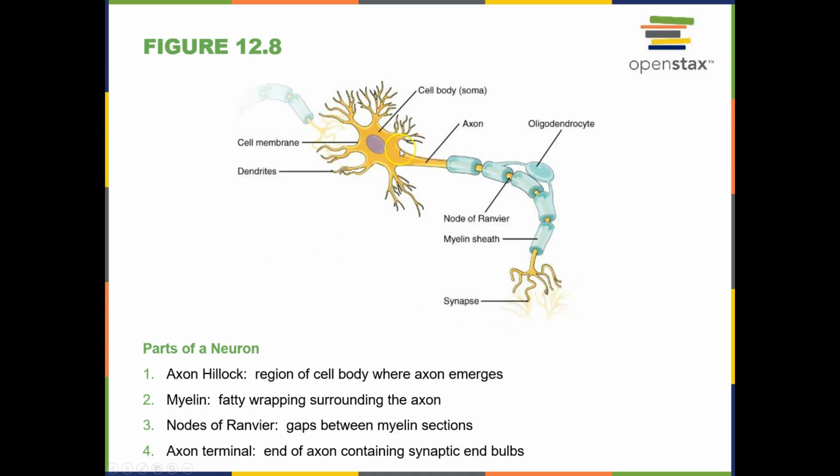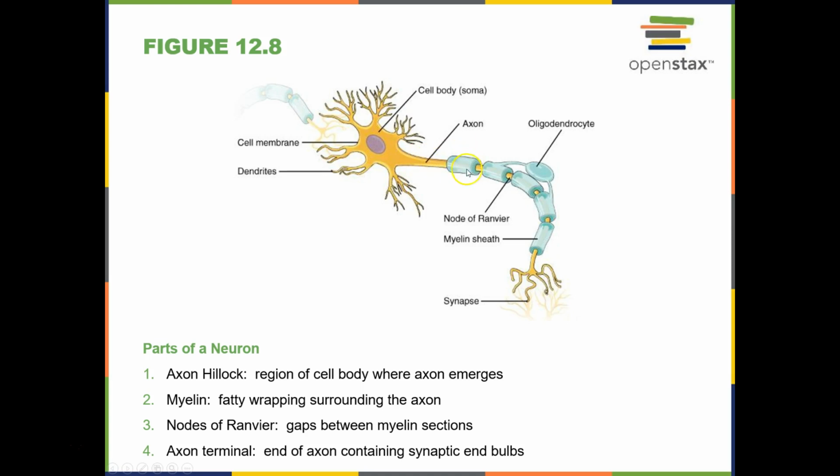This region right here would be called the axon hillock. The hillock is where the axon emerges from the cell body. And it's also the region where the majority of action potentials will start.